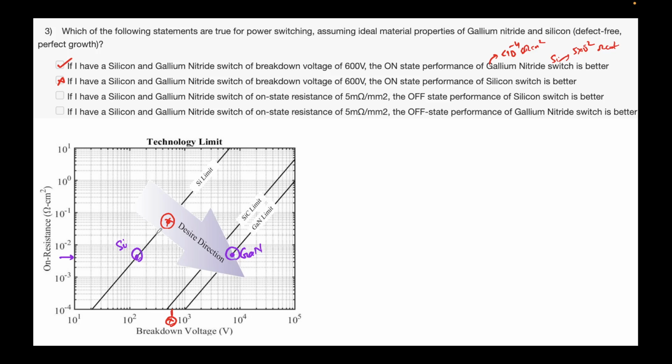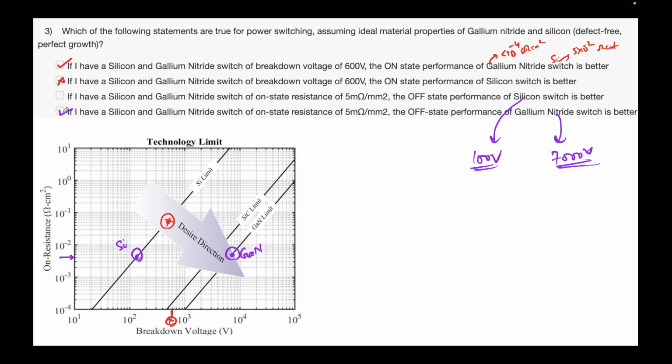What is the breakdown voltage in silicon? For silicon it is, let's say, 100 volts. For gallium nitride, this same number is around a few thousands, let's say 5,000 or 7,000 volts. Which one is better? I told you, the higher the breakdown voltage, the better it is. So if both have the same on resistance, the off-state performance of gallium nitride is better. This is the option.